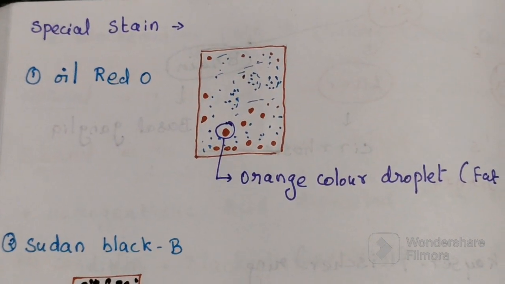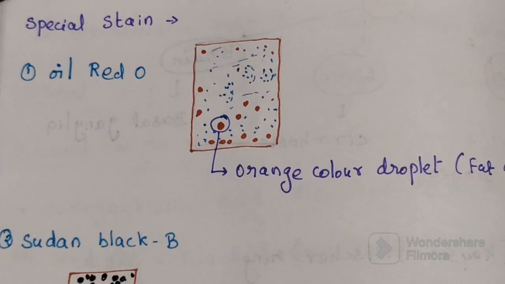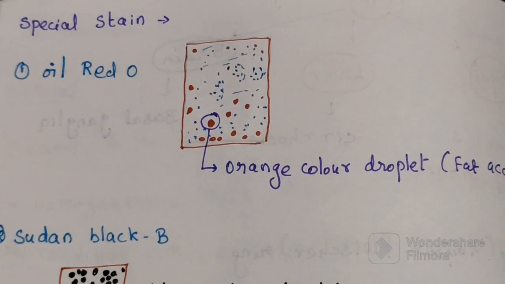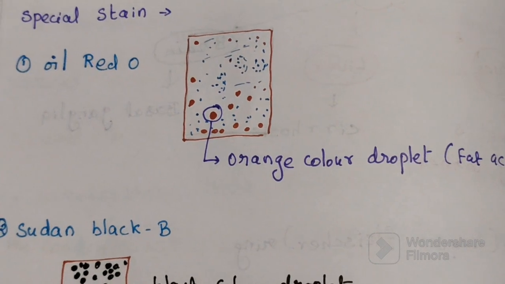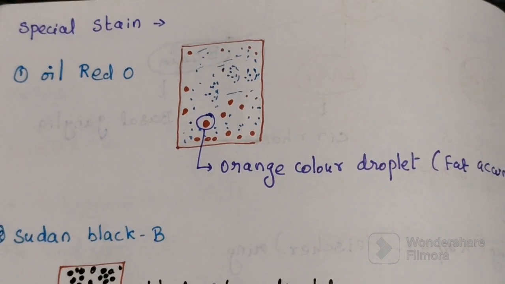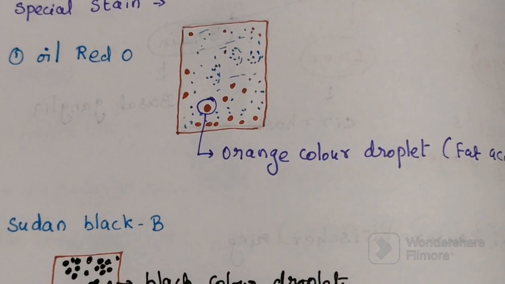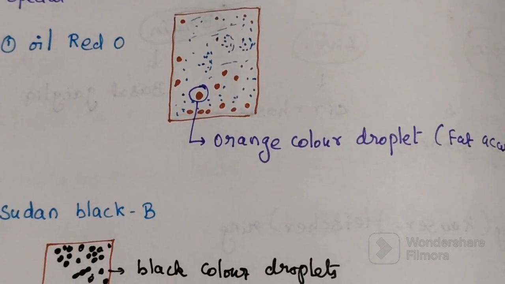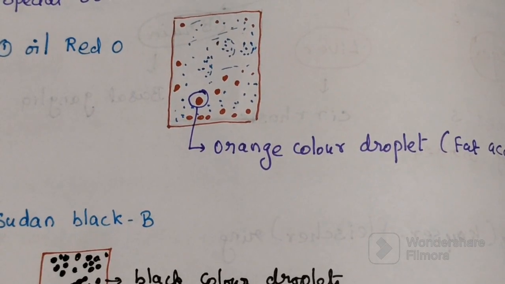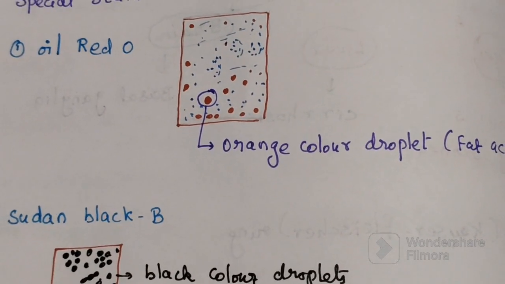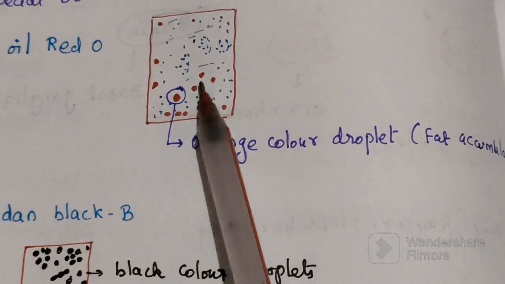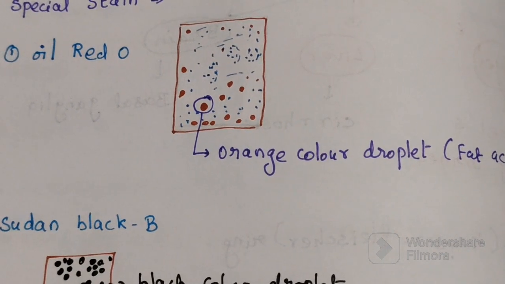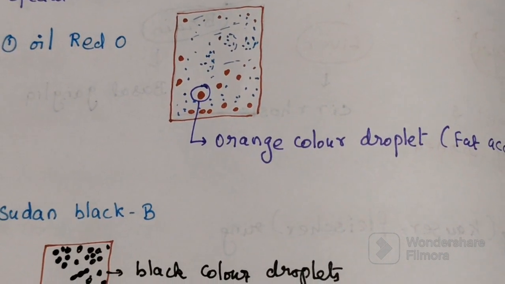What are the special stains required for lipid or fat? Oil red O. What color will it give to fat? Orange color deposits are seen. These are nothing but lipid accumulation. This orange color deposition is nothing but lipid or fat accumulation.